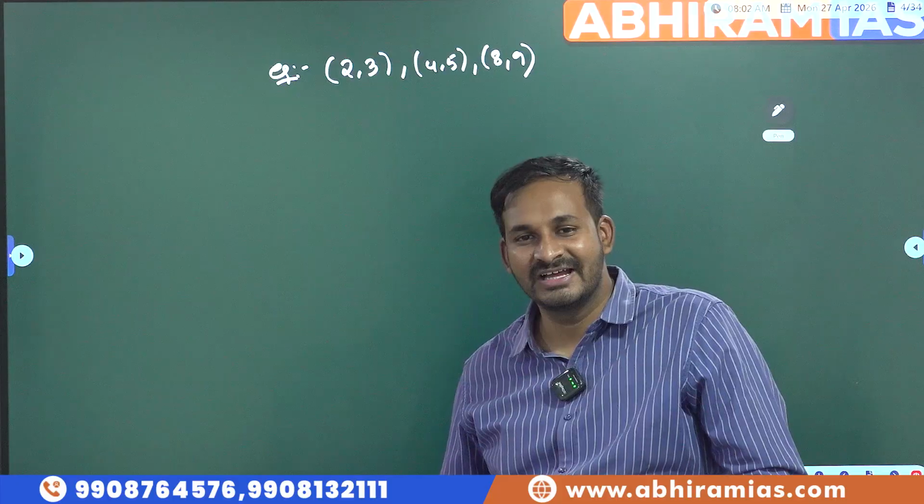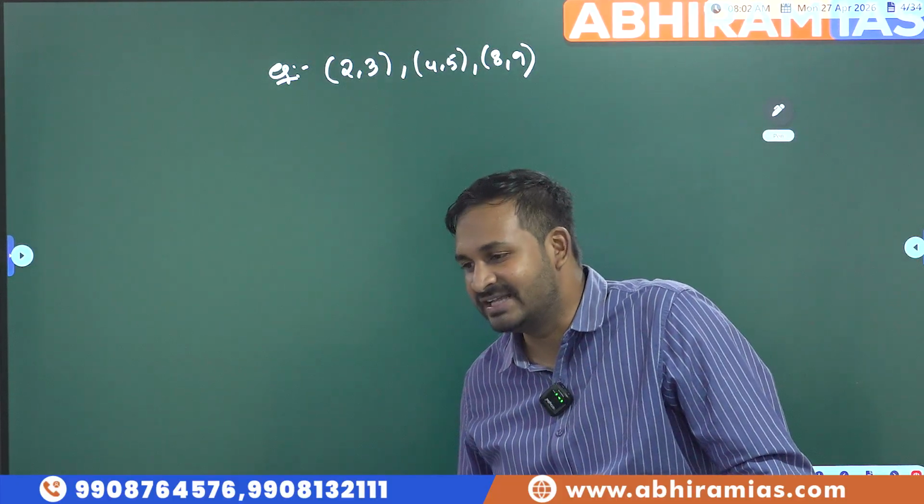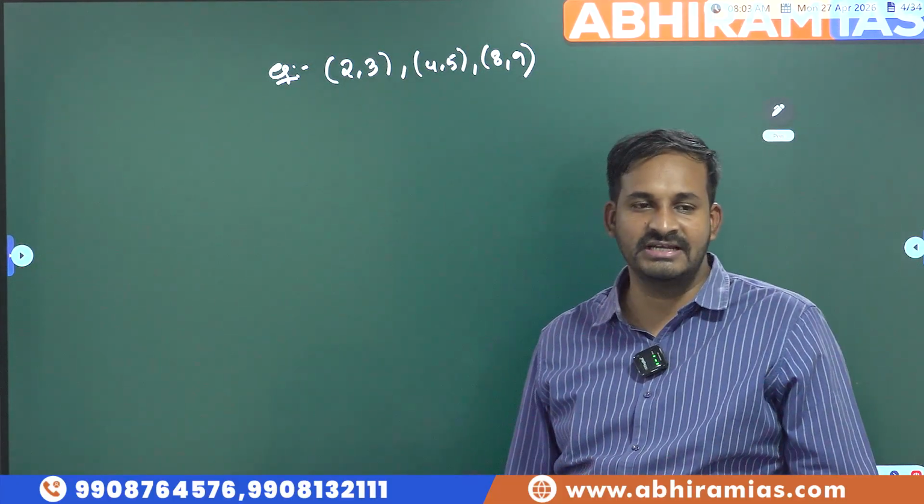0 is an even digit, an even number. Write it down. 0 is an even number.